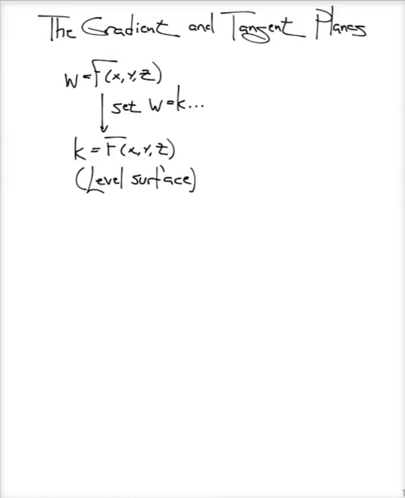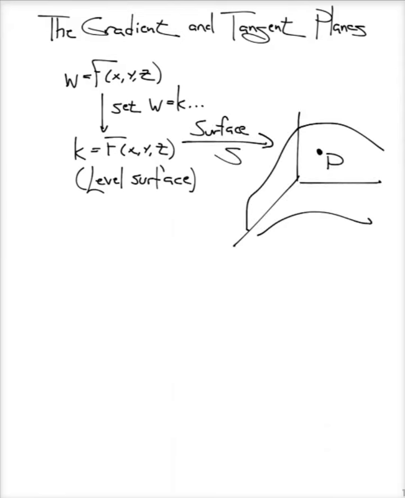Remember, the setup was this. We begin with a function of three variables. We'll call it w equals f of x, y, and z. And by setting w equal to some constant k, we obtain a relation in x, y, and z, which we call a level surface of w. This level surface, algebraically again, is just an expression in x, y, and z. And so its solution set is a surface in R3. So we can plot the surface in R3, and we choose some point P lying on the surface, pictured here.